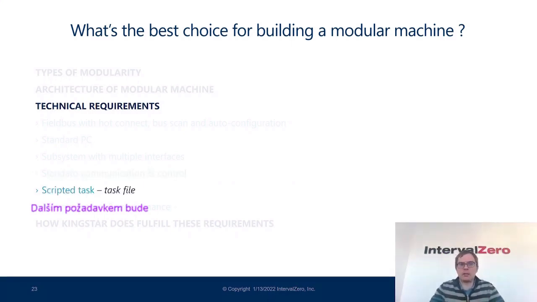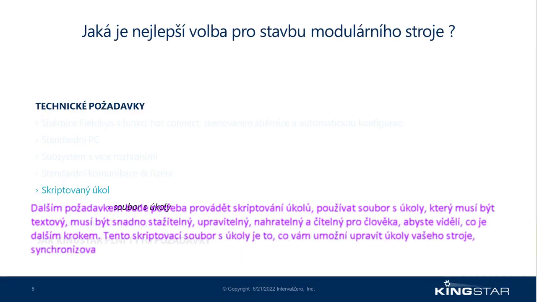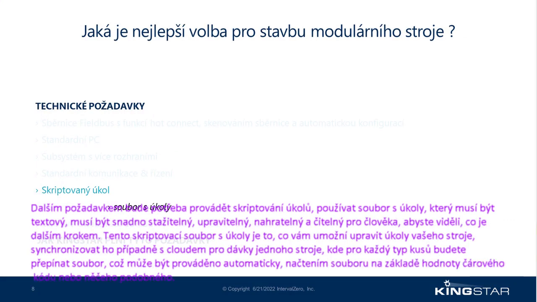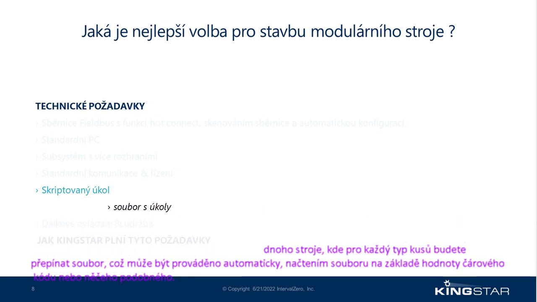The next step is that you will need a scripted task. This is for the task file. It needs to be text because it needs to be easily modified, uploaded, downloaded, human readable to see what's the next step. So this scripting task file is what will allow you to modify the task of your machine, synchronize it potentially with the cloud for batches of one machines, where for each piece you will switch the file. It can be done automatically by loading a file based on a barcode value or something like that.